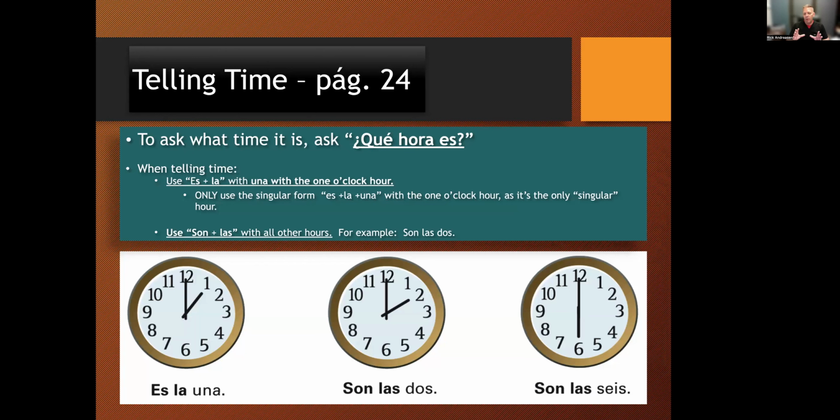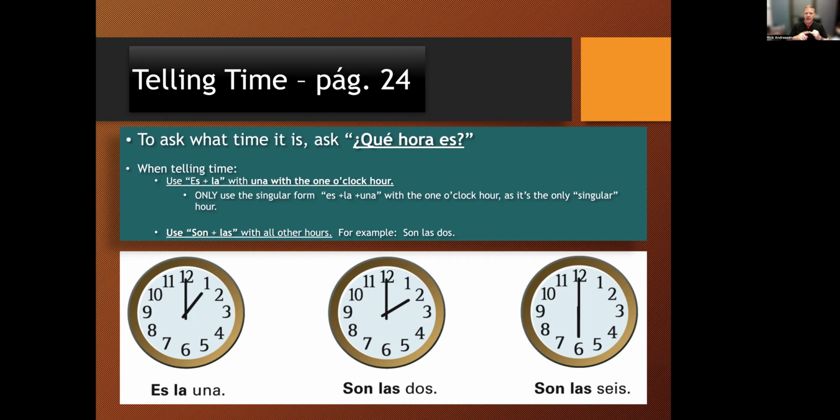So the first important phrase to understand is ¿qué hora es? Clase, repitan ustedes, ¿qué hora es? I got some feedback that when I speak in Spanish, I speak very quickly. I know I speak quickly in English also, so I will work on slowing that down. So let's do that again. ¿Qué hora es? Muy bien.